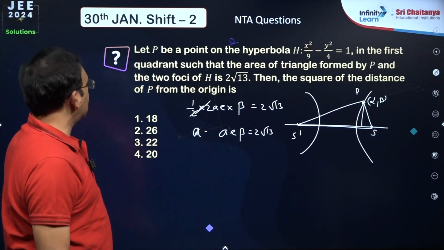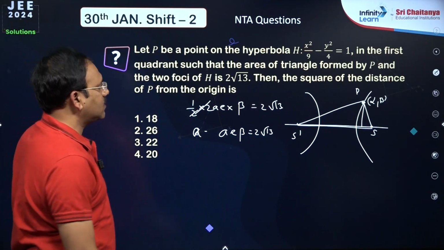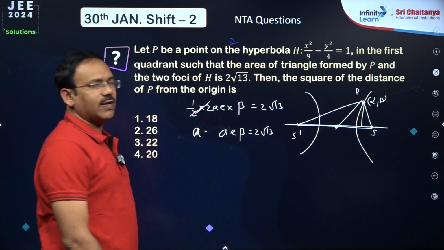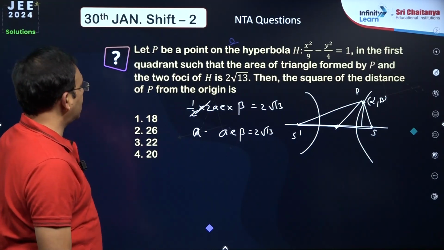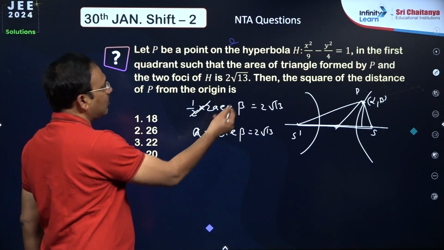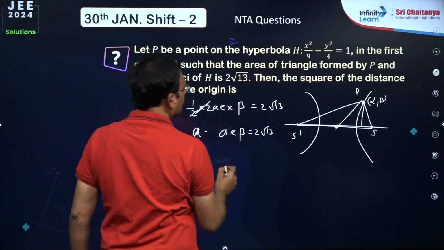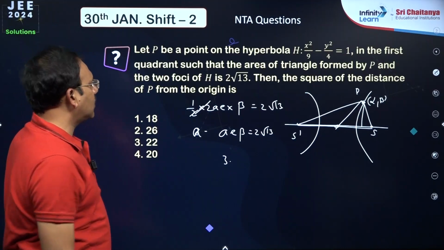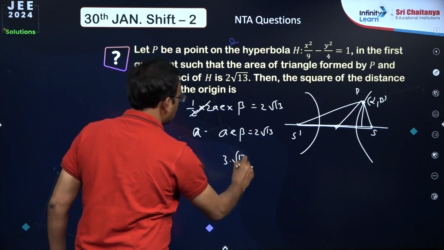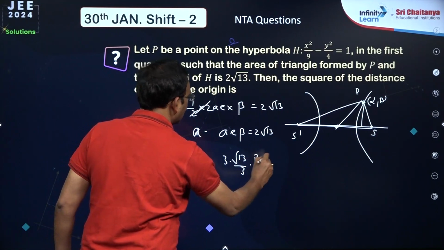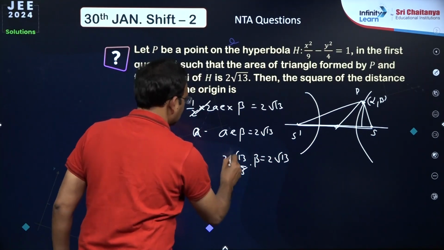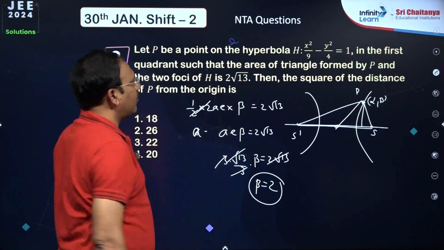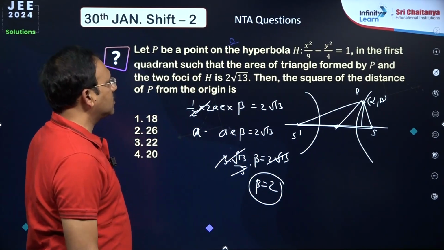Then the square of the distance of P from the origin. That means the origin is the center 0 0. So you need to find alpha square plus beta square. Here, my dear friends, you know A and you know E. A is nothing but 3 here. E is nothing but root of 9 plus 4, that is root 13 by 3. This is root 13 by 3 into beta is 2 root 13. So root 13 got cancelled. Beta value is 2. On the hyperbola, if beta value is 2, this is 1.